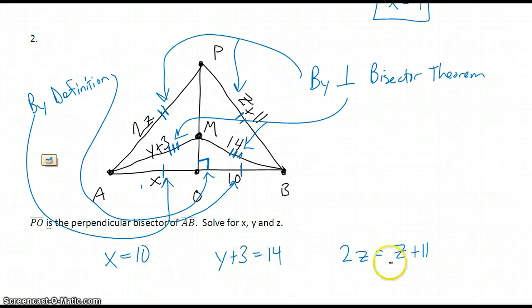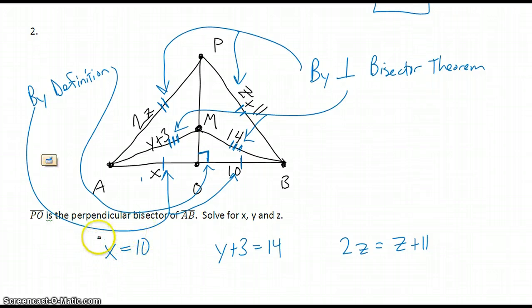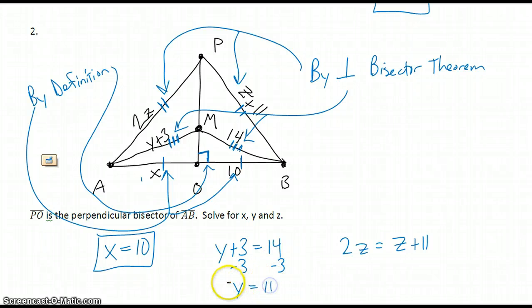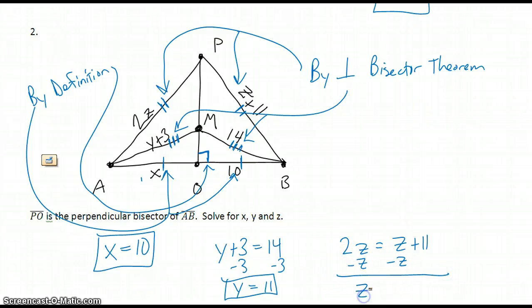Once I have my equations set up, then I can use algebra to solve for my variables. In the first equation, x is already solved for. It's 10 long. In my second equation, subtract 3 from both sides. y equals 11. And in my third equation, subtract z from both sides. I end up with z equaling 11.